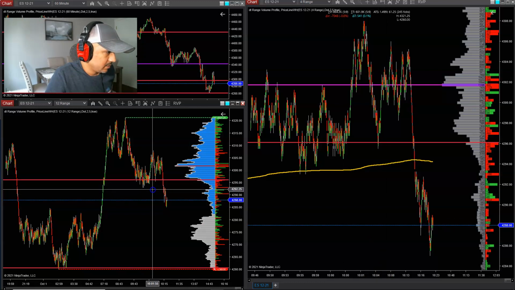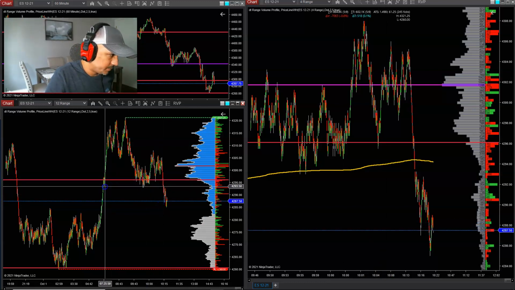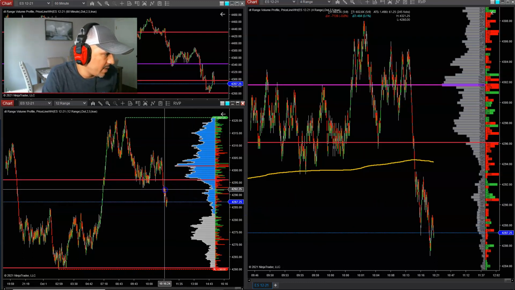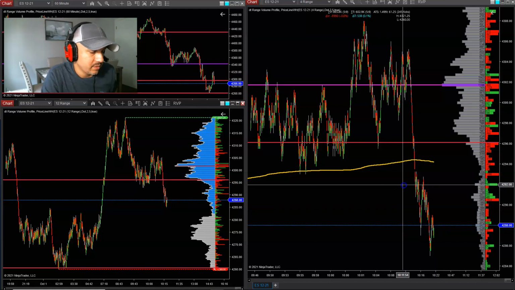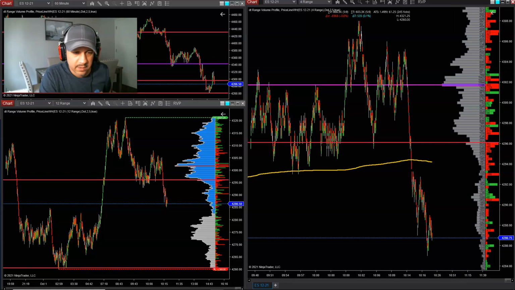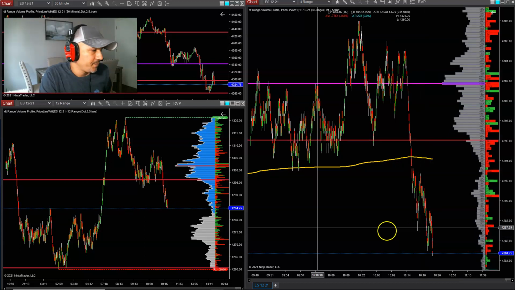Let's see what price did here. So push down, pull back, broke that swing to the downside. And then on that pullback, that was an entry to go short. So okay, I'm going short. Short again. Okay, there we go. All right.